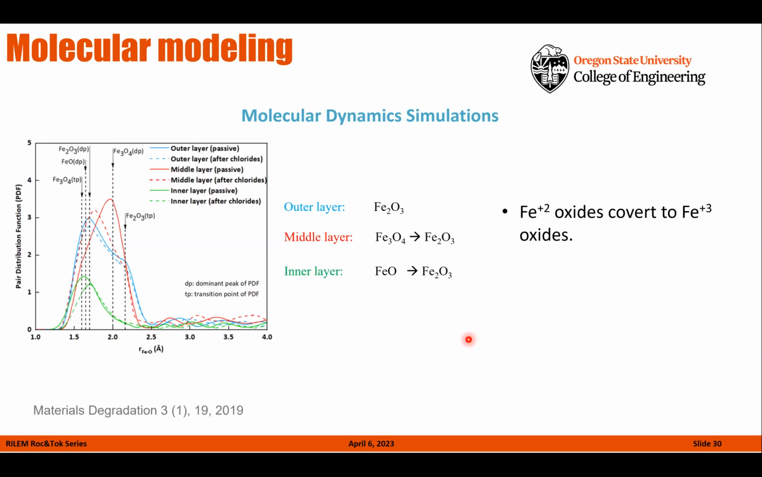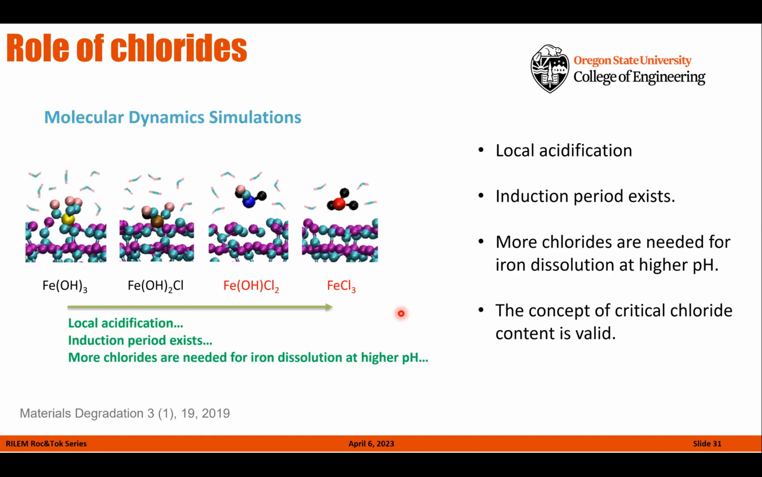And if you also look at the pair distribution functions, you can see that transition from iron 2+ to iron 3+, from a more protective oxide structure to a less protective oxide structure, as the chlorides do their job. So this is also something that we can capture in molecular dynamics simulations. So what do chlorides do? You can zoom into different time steps of this simulation, and you can see how chlorides help extract these iron atoms from the oxide surface and create these iron vacancies.